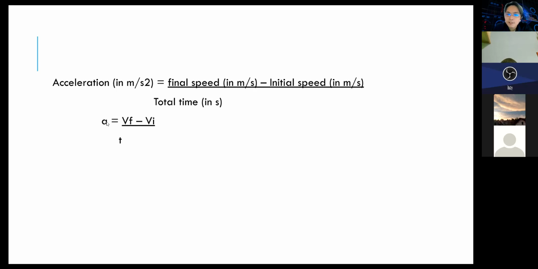Yes, the initial speed is where the speed started. Sometimes in the problem, we usually put the initial speed. From 30 kilometers per hour, the traveler runs at the speed of 80 kilometers per hour. So we have initial speed and the final speed. But if the initial speed is not indicated there, then you need to put 0 as the initial speed. So starting from rest. 0 means starting from rest.